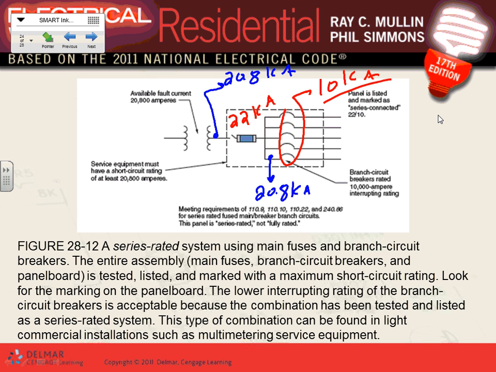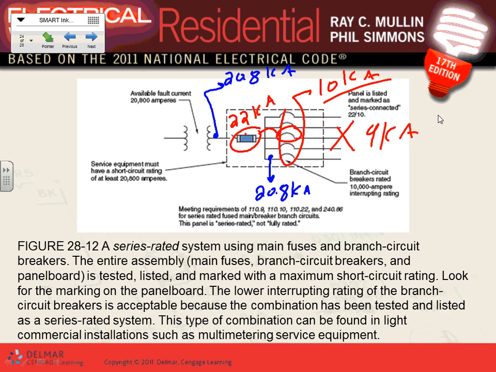Why are they allowed to do something like this? Because if it's series rated, guys, in the factory they coordinate between the fuse and the circuit breaker. This fuse and this circuit breaker will be coordinated by the manufacturer in the factory. So if there's a short circuit right here, and the short circuit was 9 kA downstream, which one do you think is going to take care of that? The circuit breaker, the 10K. It's going to take care of that one because it's a big boy. 10,000 amp short circuit here, the circuit breaker will take care of it.